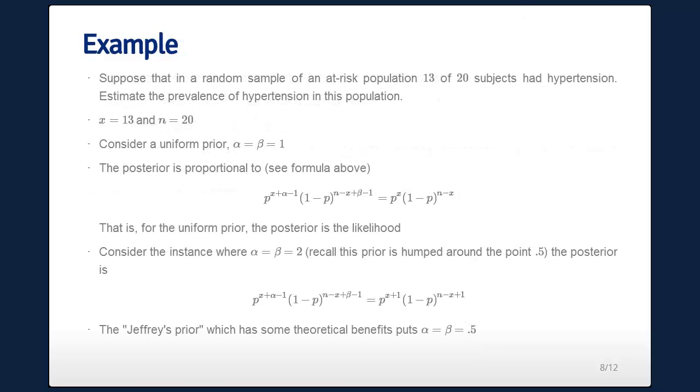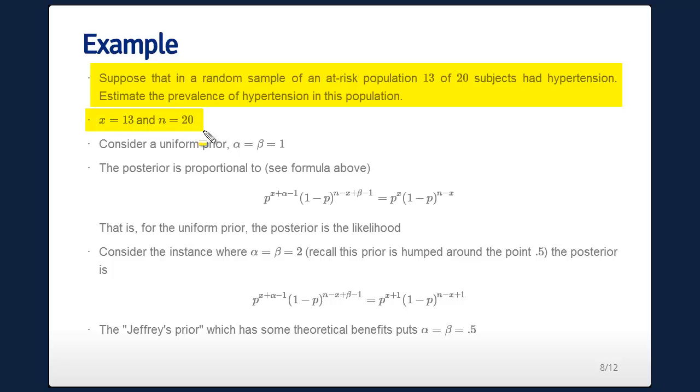Okay, so let's just go through a quick example. Suppose that in a random sample of an at-risk population, 13 out of 20 subjects had hypertension. Estimate the prevalence of hypertension. So in this case, x is 13, n is 20. We're going to consider a uniform prior, which is alpha and beta equal to 1.